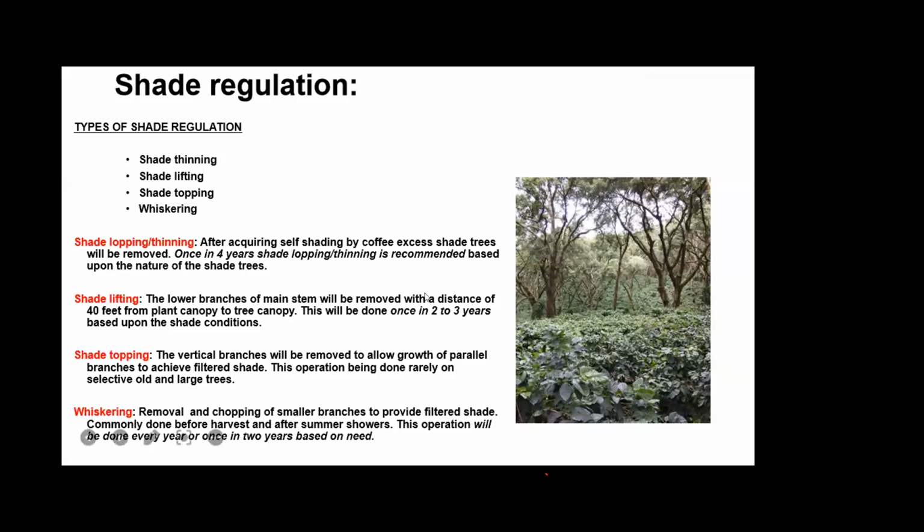Try to avoid this shade lopping. You should not lop it. Means if you are having once in 4 years, it is advocated. Not now, because temperature is rising daily. So you have to take care of these plantations in order to prevent from high temperatures.